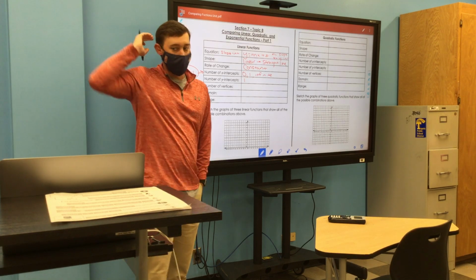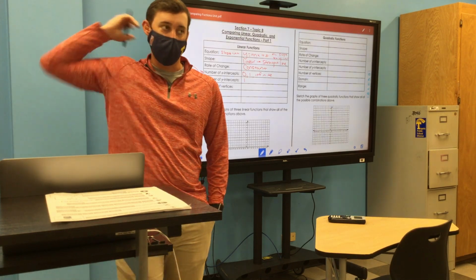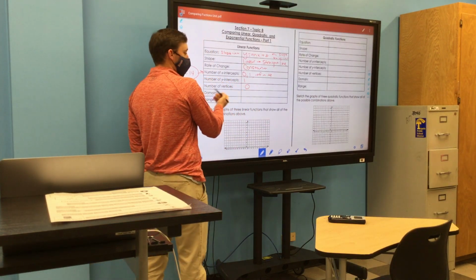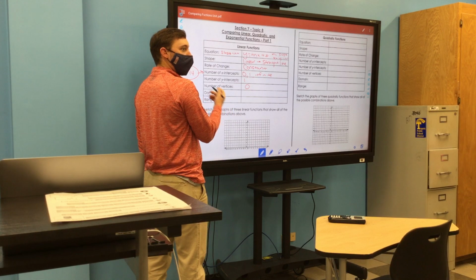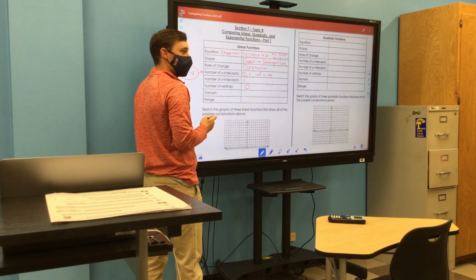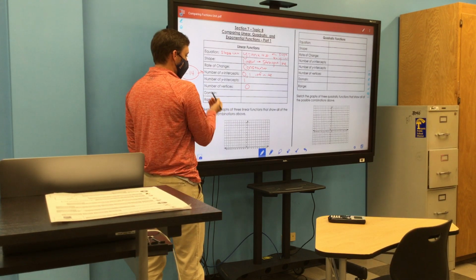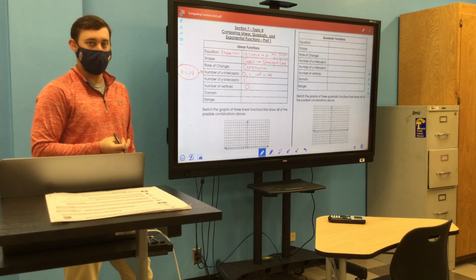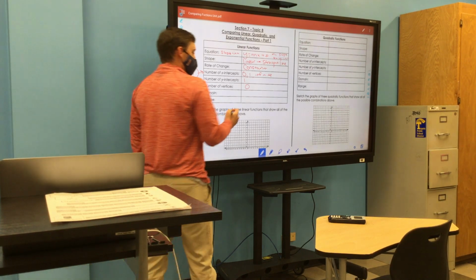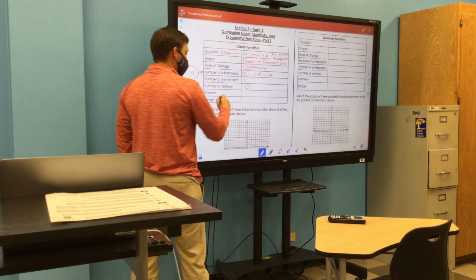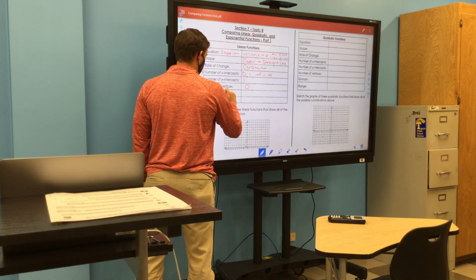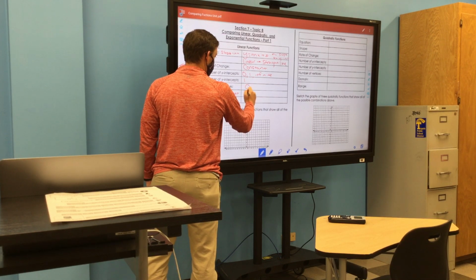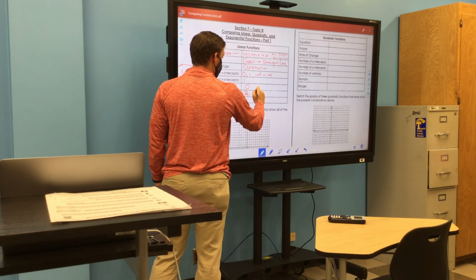Let's see, number of vertices. Our number of vertices here, there is no vertex because it's a straight line. Okay, that was basically saying, do we have a minimum or maximum? It's in a straight line, so there's no minimum or maximum. Okay, so number of vertices would be 0. The domain, how far left, how far right, so we can write left to right. Okay, that's going to be all real numbers.